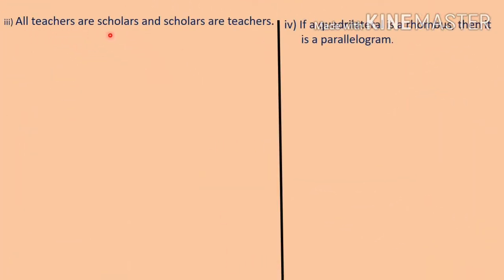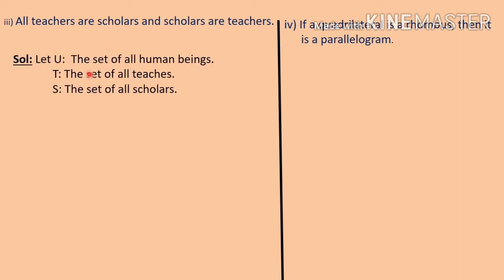All teachers are scholars and scholars are teachers. So again over here, the first statement, all teachers are scholars and scholars are teachers. So that means we will have a set of teachers and a set of scholars. Correct? And both teachers and scholars are human beings. So we'll write the universal set as the set of human beings. So we say let U be the set of all human beings, T be the set of all teachers and S be the set of all scholars. Fine.